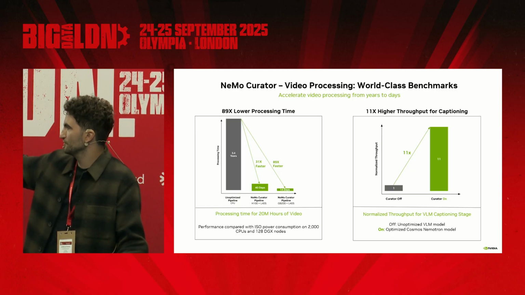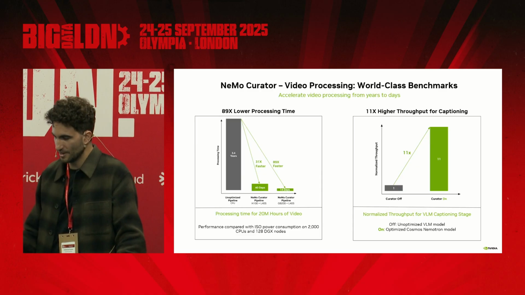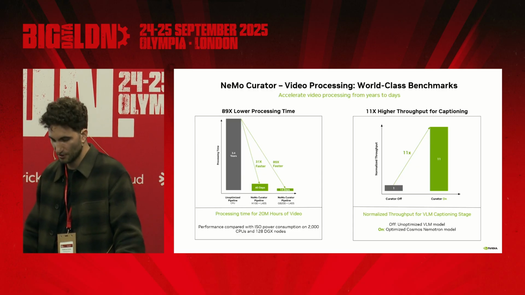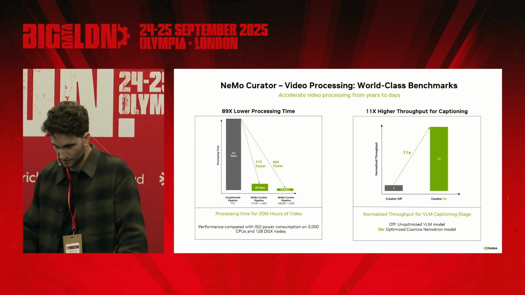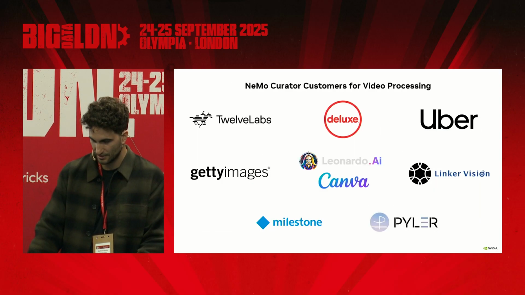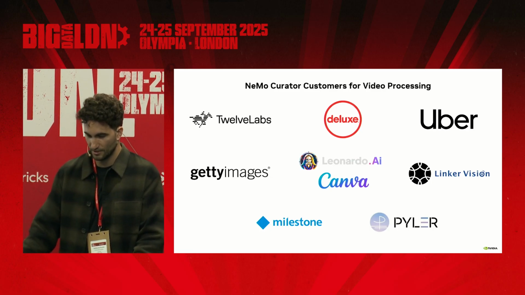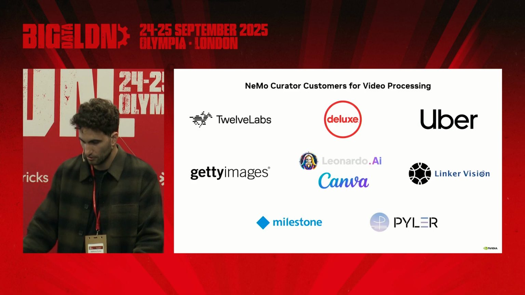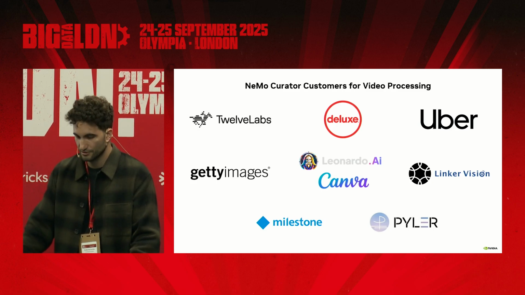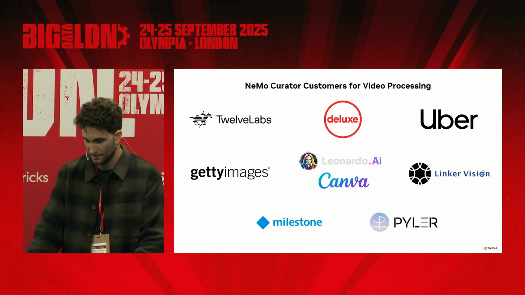And also our visual language model, the Cosmos model, is really optimized for throughput and latency. So versus open source models that are available on Hugging Face, you can see up to an 11x higher throughput. And again, some of the customers we've worked with use our libraries and test them out and help us improve it.